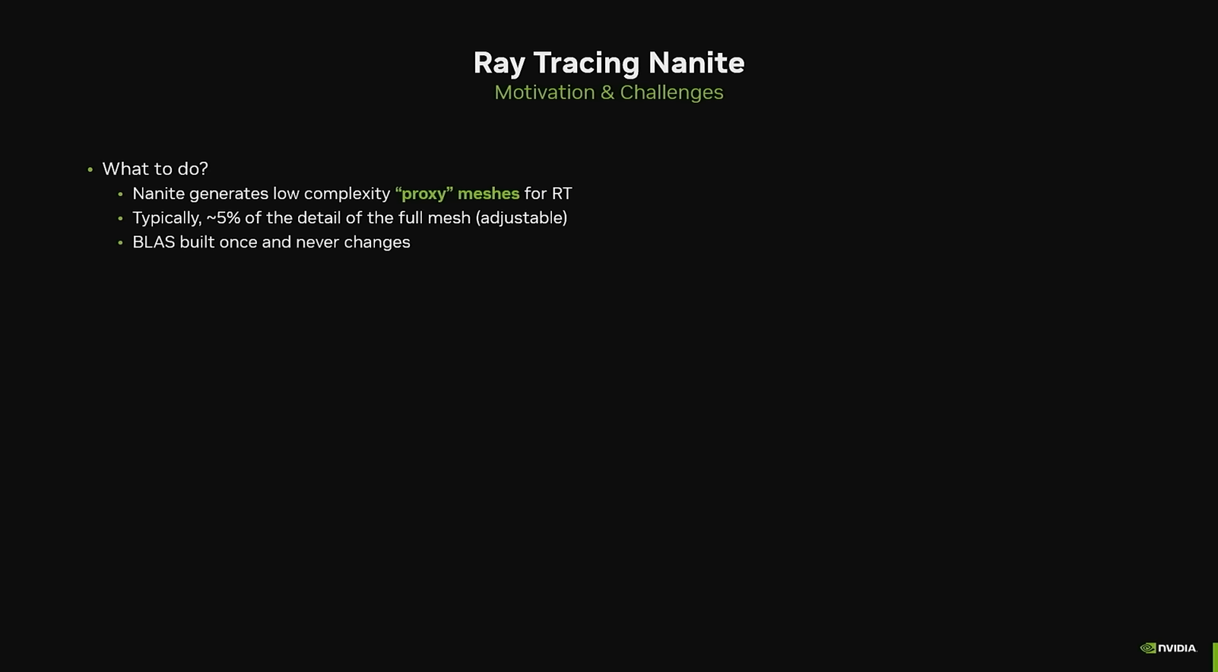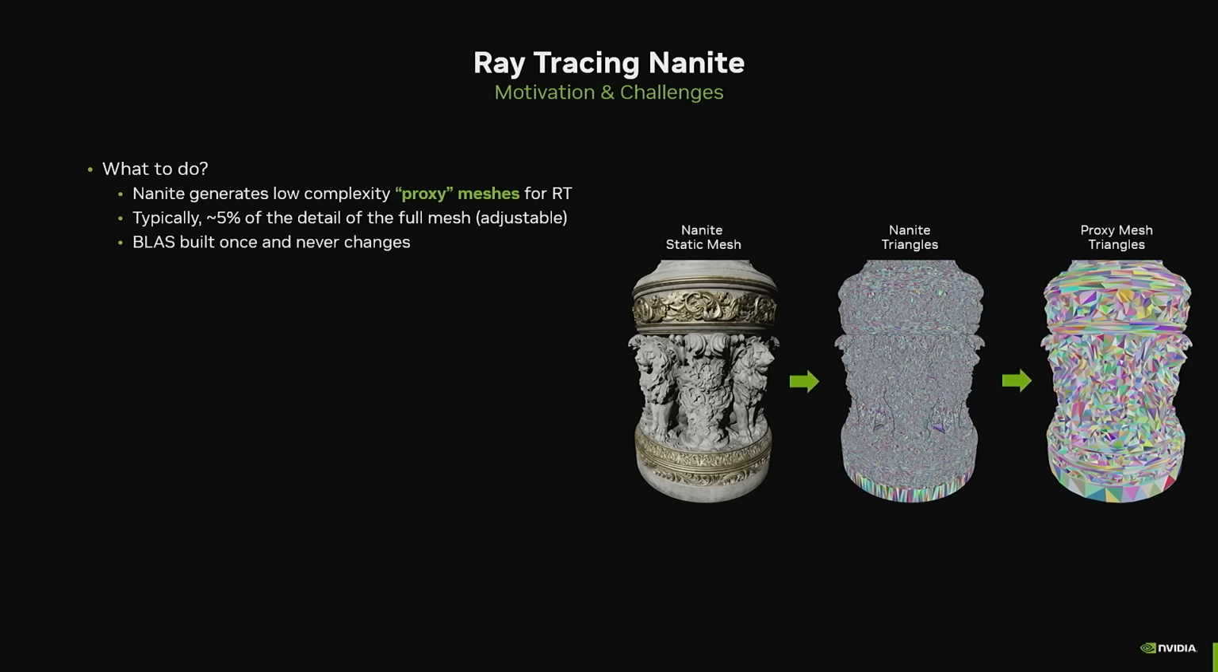Epic's solution to this is to have Nanite itself generate low complexity proxy meshes, as they call it, for use in ray tracing. Typically these meshes are about 5% the detail of the full mesh. This is adjustable in the editor, of course, but this is the default setting. And the BLASs built here are built once and they never change. And it looks something like this.